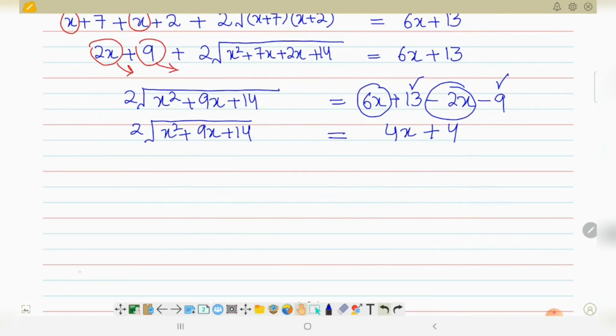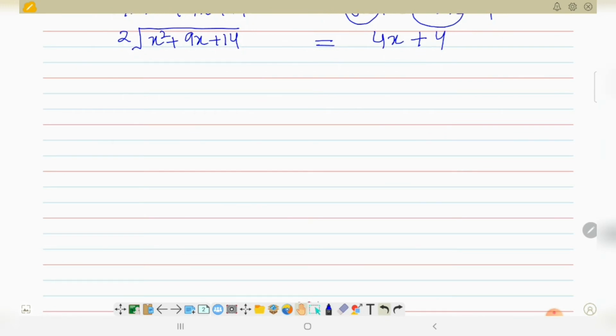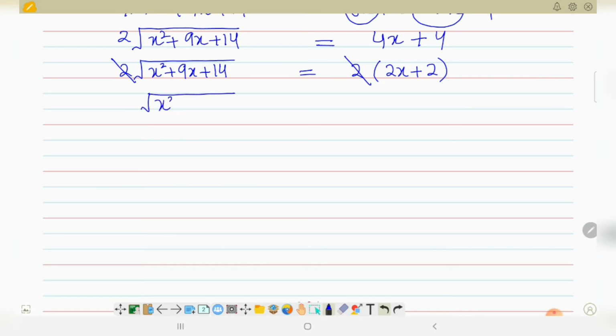Okay, let's solve it further. Now on the right hand side we'll take 2 as common: 2x plus 2. Why did we take 2 as common? So that the 2 on the left hand side and the 2 on the right hand side get cancelled. So now we are left with just one radical sign and these two terms.